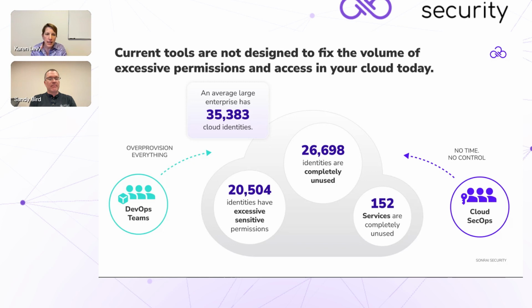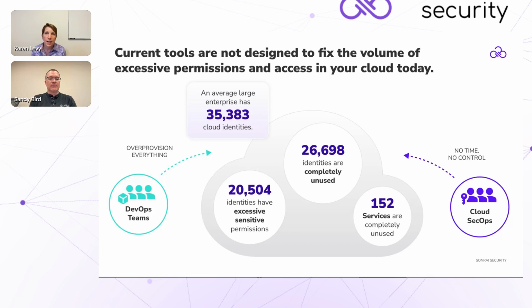Over on the left-hand side, we have the DevOps team represented. They're working hard, they're doing their job, building applications in the public cloud. And in that process, they're over-provisioning permissions to roles and identities in that cloud. And the result is just a massive permissions attack surface, we call it.